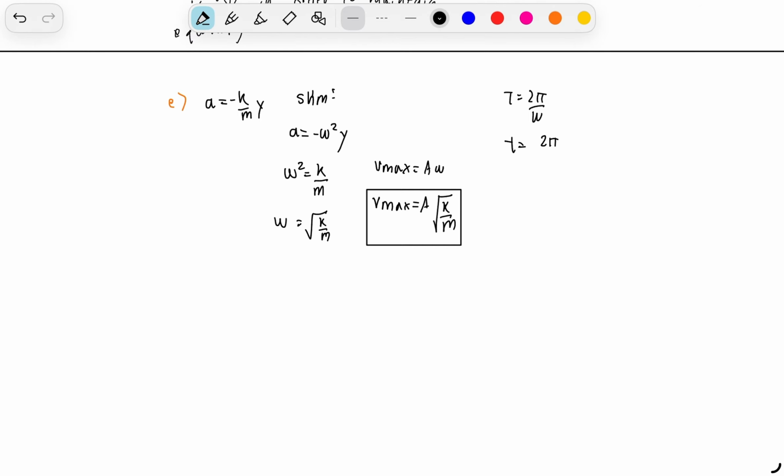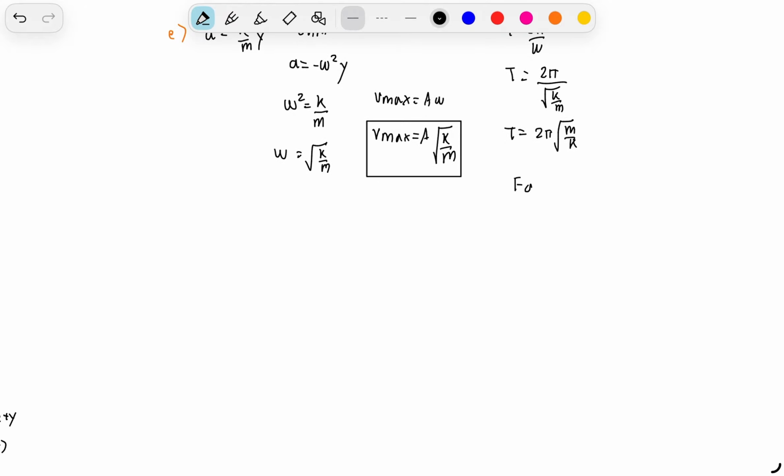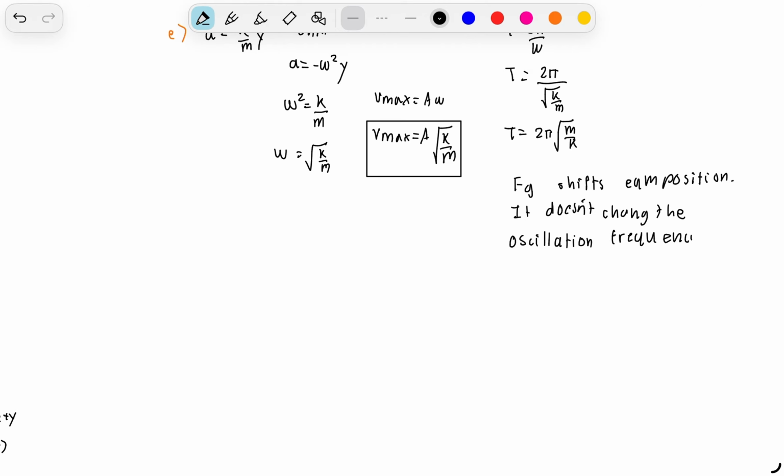Period, though, is 2 pi over omega. So you have 2 pi over root of k over m, which is 2 pi times the root of m over k. So all we have is that the force of gravity shifts our equilibrium position. It doesn't change the oscillation frequency about equilibrium.